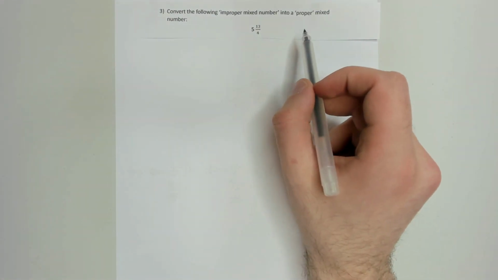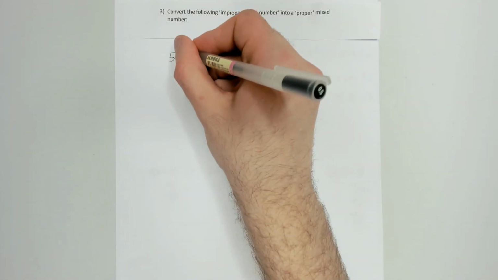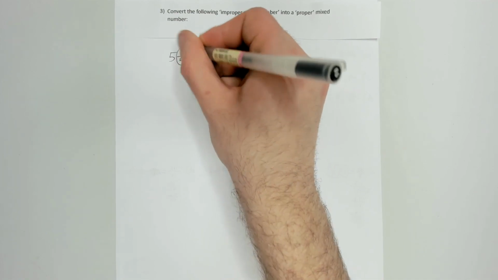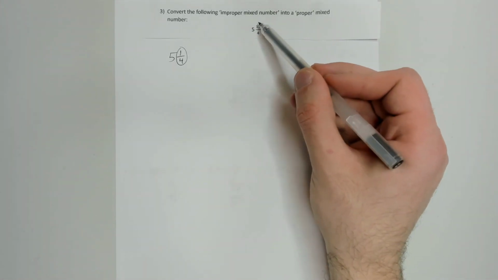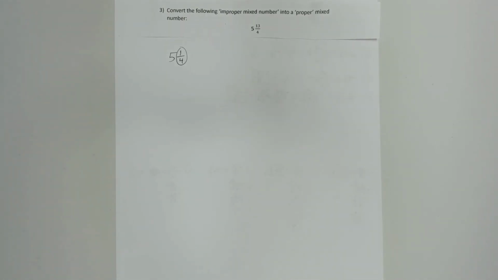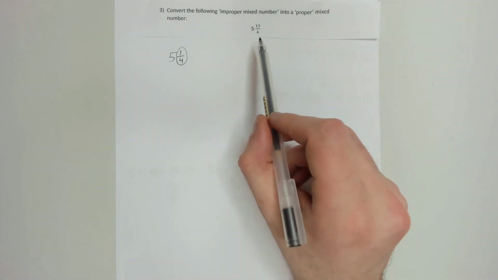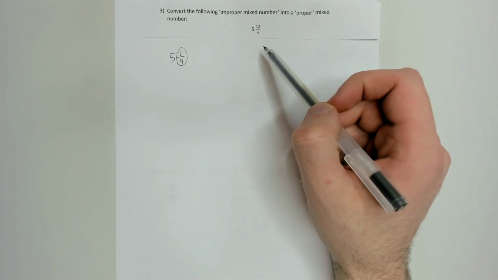So question 3 says convert the following improper mixed number into a proper mixed number. So this is a little bit informal. Mixed numbers, they are always a number and then some fraction, and it's a regular fraction, so it's not an improper fraction. But here I have the whole number and then an improper fraction there, so that's why I'm calling it an improper mixed number. That's not really a thing that usually happens. But in this question, we're going to assume that you can do this, 5 and 13 over 4ths.